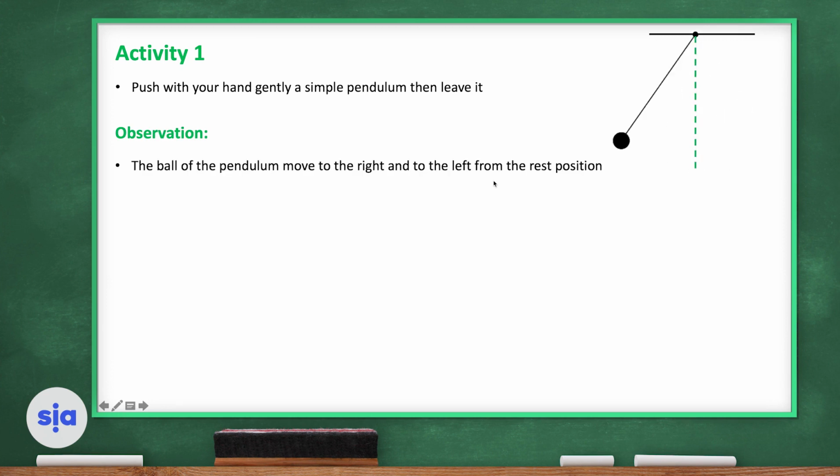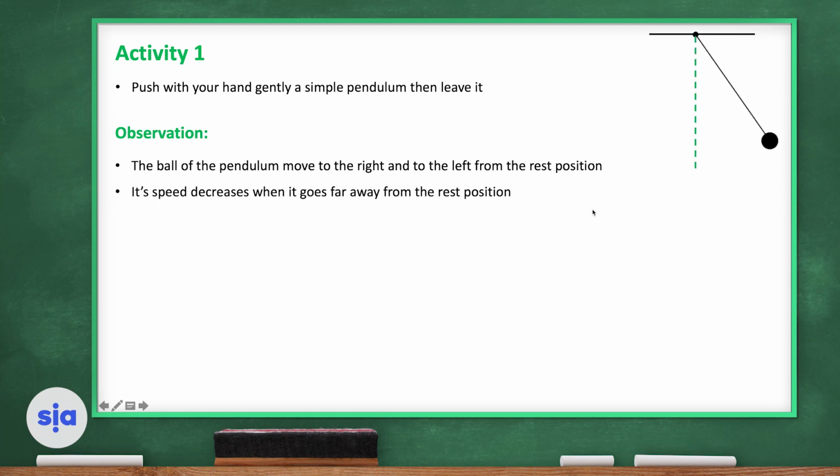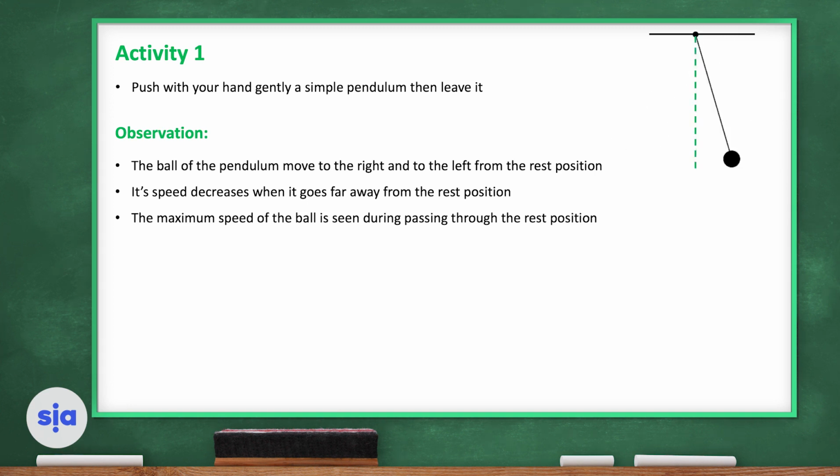Observation. The ball of the pendulum moves to the right and to the left from the rest position. As you can see, it's moving right and then left, right, left, right, left. Its speed decreases when it goes far away from the rest position, and the maximum speed of the ball is seen during passage through the rest position. So the maximum speed is here. This is the rest position, the red dotted line. The maximum speed is at the rest position, and whenever it goes far from the rest position, its speed decreases.